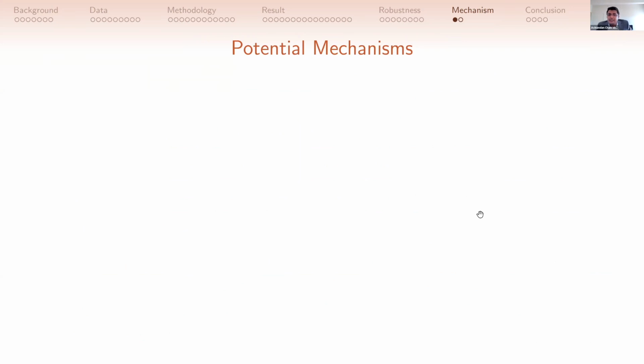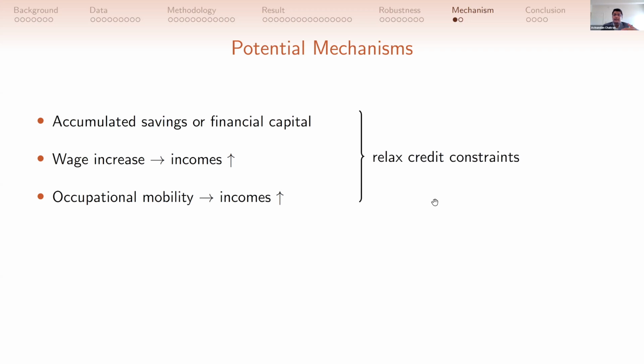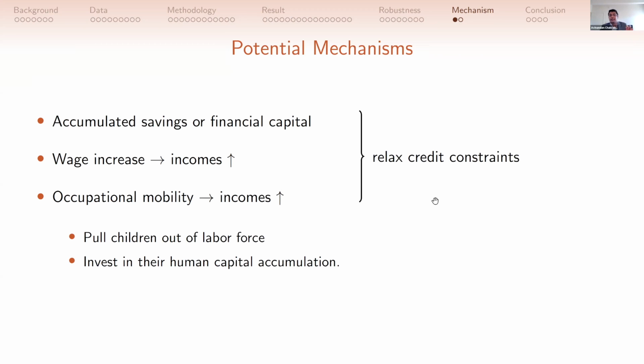So, some potential mechanisms. One caveat of my paper is that I'm unable to do a causal mediation analysis because of the data that I have. However, with the evidence from the literature that we have seen, return migrants accumulate savings of financial capital. They have an increase in wages when they return back home. There is upward occupational mobility, and both this wage increase and occupational mobility might lead to an increase in income. And all of these three combined might relax the credit constraints in the household, pulling children out of the labor force and investing more in human capital accumulation of those children.